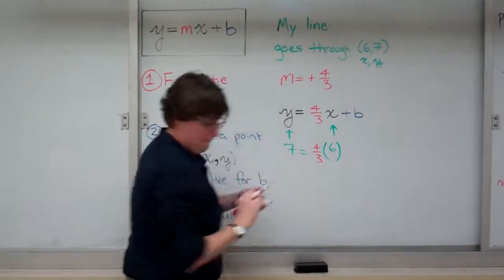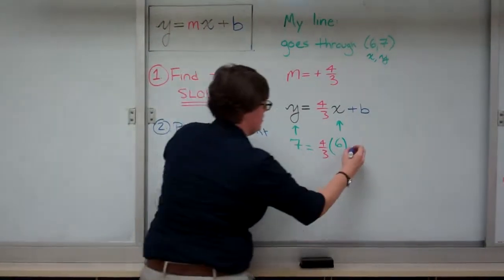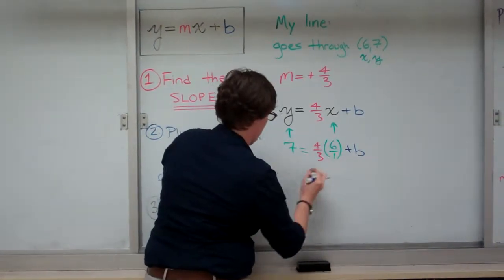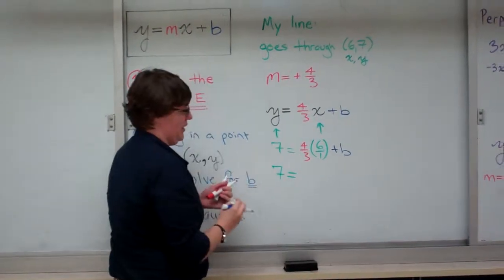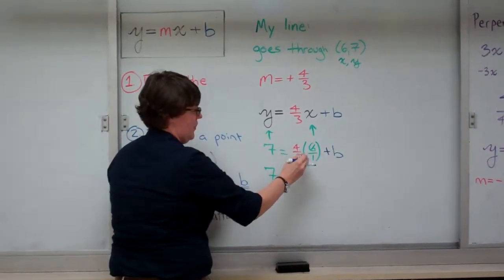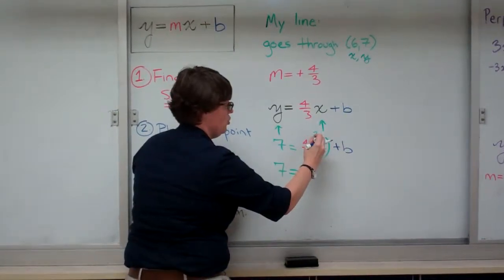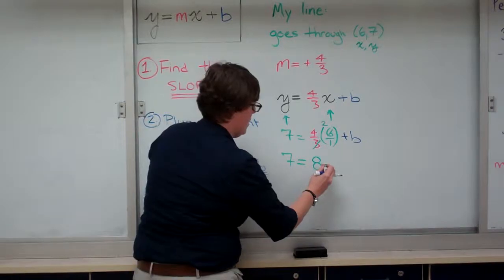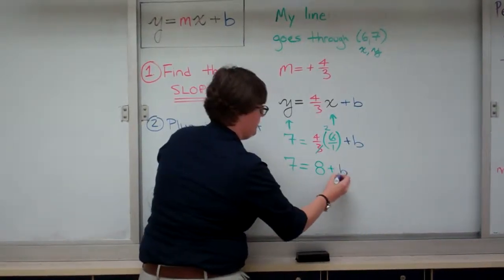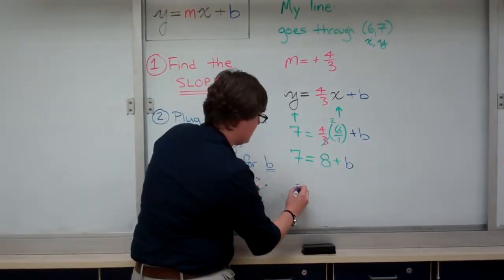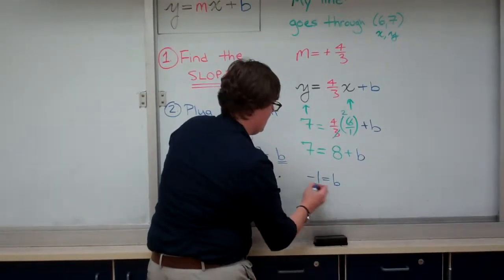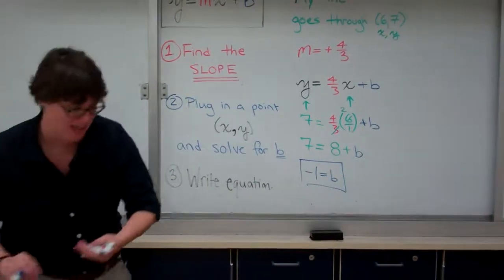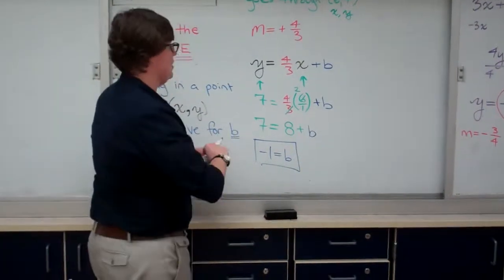A little bit of algebra is going to allow us to figure out what our y-intercept is. Alright, so we'll just do a quick cross-cancel here. 6 on the top, 3 on the bottom is as good as 2 on the top. I've got the statement 7 equals 8 plus b. Subtract 8 from both sides, I learned my y-intercept has got to be negative 1. And with that, I have all the information I need to write the equation of this line.